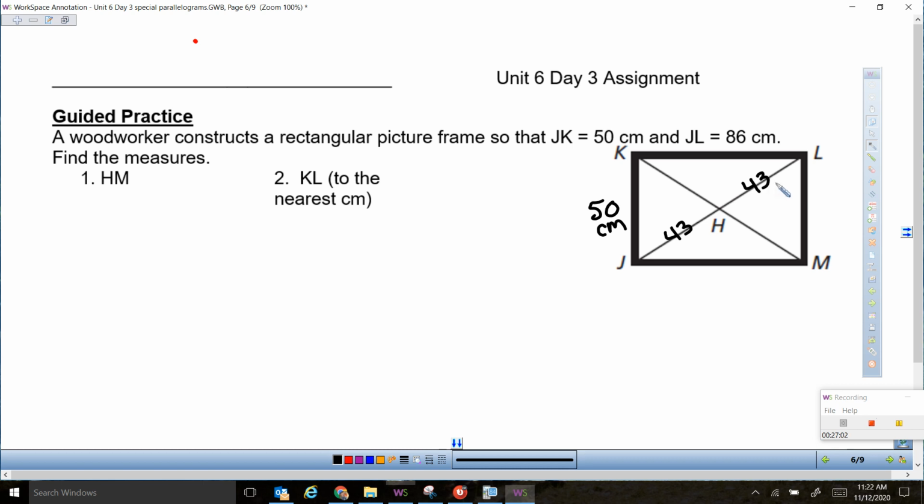And in a rectangle, what do we know about the diagonals? They're congruent. So if these two halves are 43, these two halves are also 43, because this diagonal is also 86. And if the left side is 50, what's the right side over here? 50. Let's see what we have to find. Find the measure. So number one, we want HM. Have we already found it? Yes, HM is half of a diagonal, and half of a diagonal is 43 centimeters.